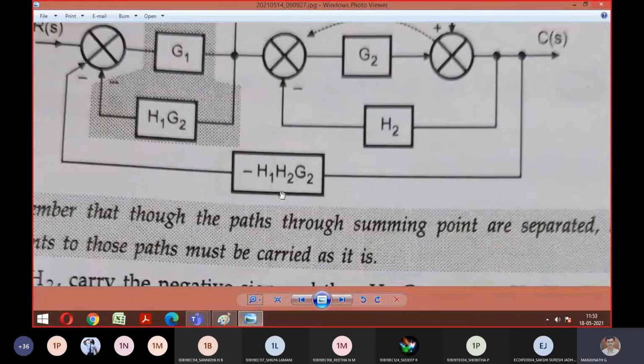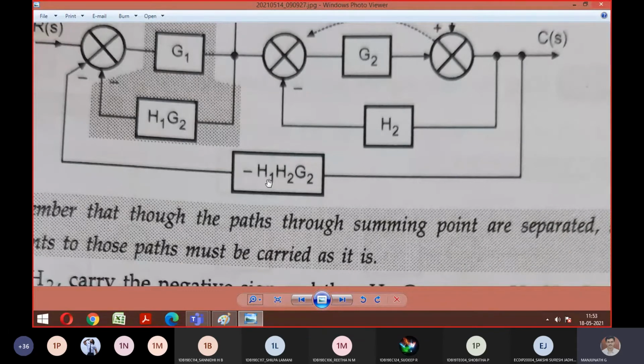Still doubts, anyone? See, we have removed this summing point, or we have changed or separated the feedback paths. If we separate like this, if we combine this to one summing point, it is the same. See, this minus is there, right? This is because of that minus I showed.